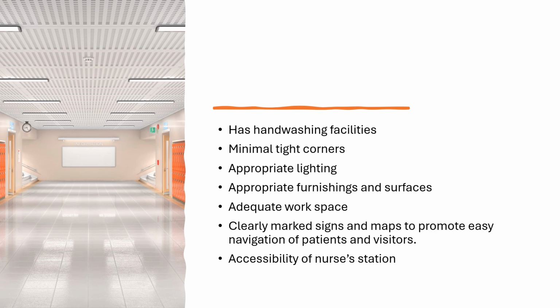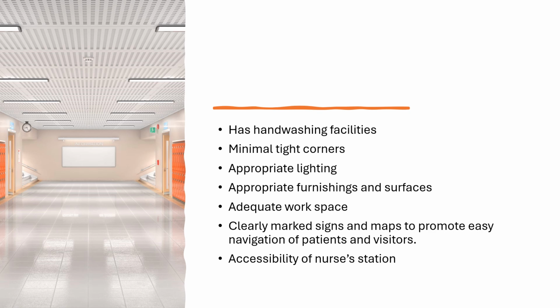We want to make sure that there are hand rubs in different places available. We also want to make sure that we don't have many tight corners. This is very important in maneuvering beds, especially moving patients. We want to make sure that we've got appropriate lighting. There are appropriate furnishings and surfaces. We want a smooth floor. We don't want any causes of trips and hazards.